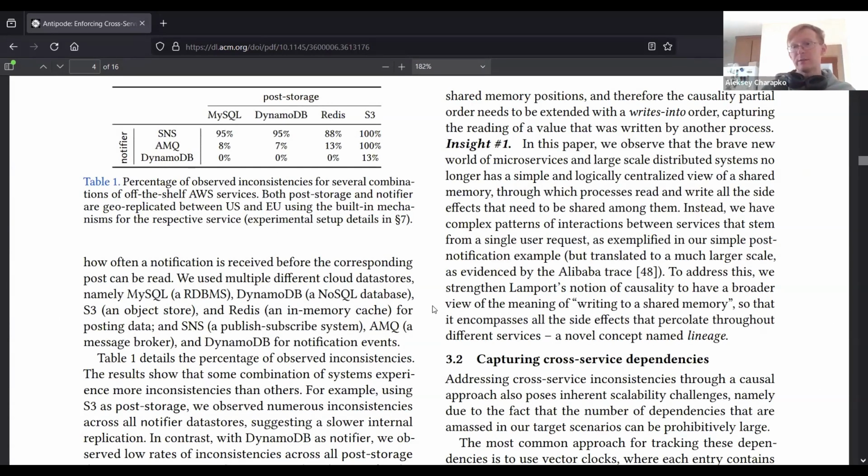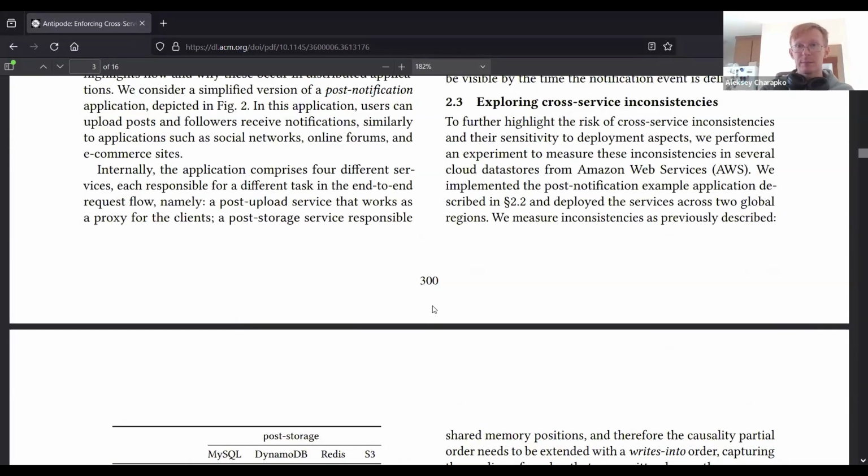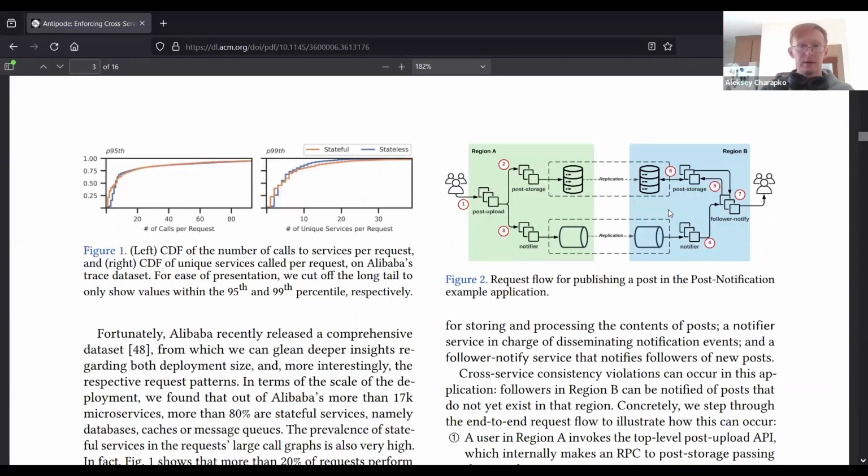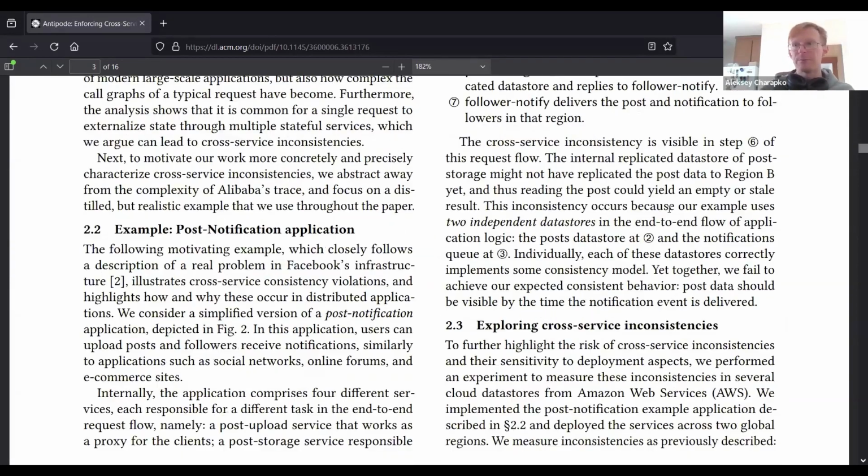They want to solve it in a somewhat generic and general way, right? So the authors argue that of course once you have this problem, you can solve it in some kind of ad hoc manner. For example, you can make the post storage service replication synchronous, but that's going to add extra latency, though technically it solves the problem.